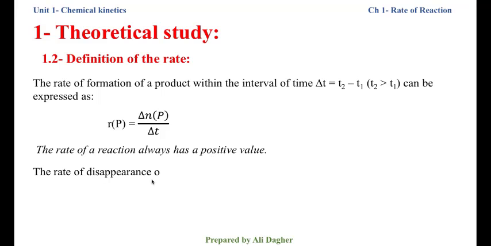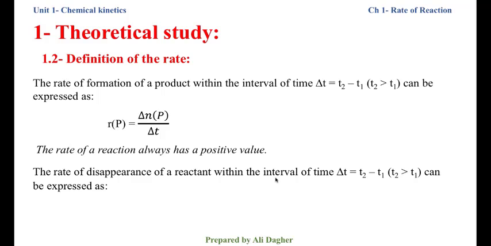The rate of disappearance of reactant within the interval of time delta T, where T2 is bigger than T1, can be expressed as: rate of reactant equals minus delta N reactant over delta T, because delta N reactant is negative in the case of a reactant. To have a positive value for the rate, we multiply delta N by minus, so the rate is minus delta N over delta T in the case of reactants.